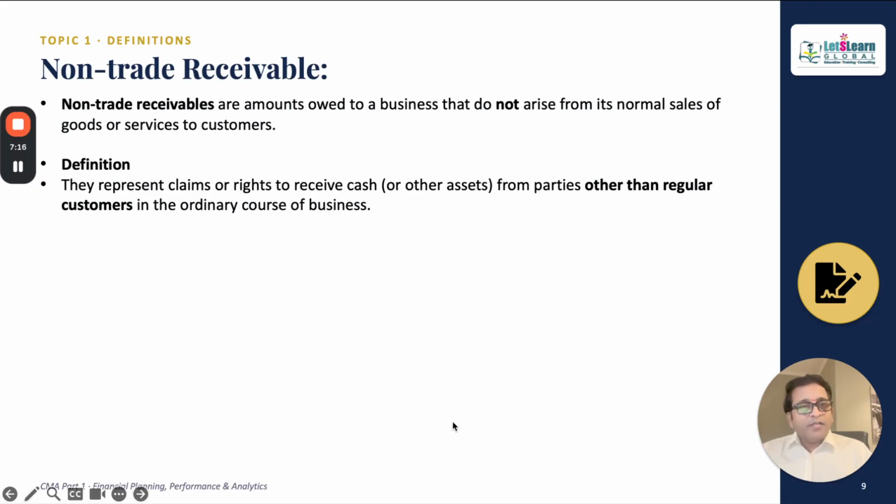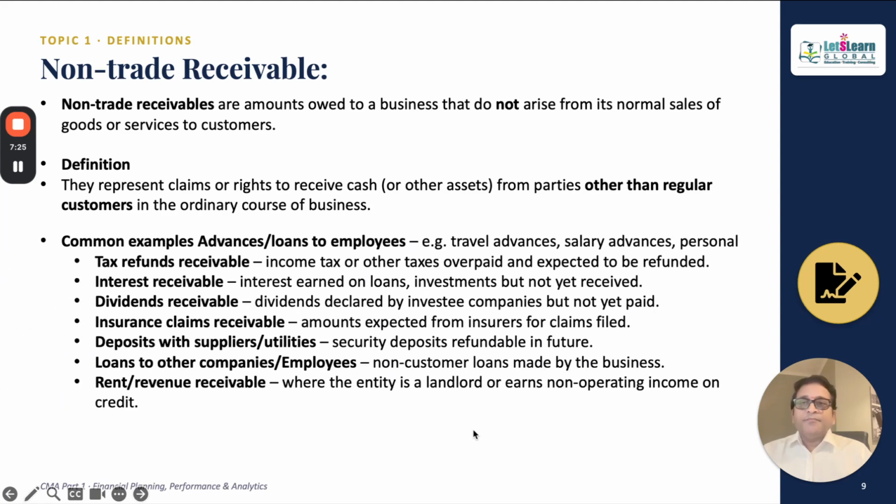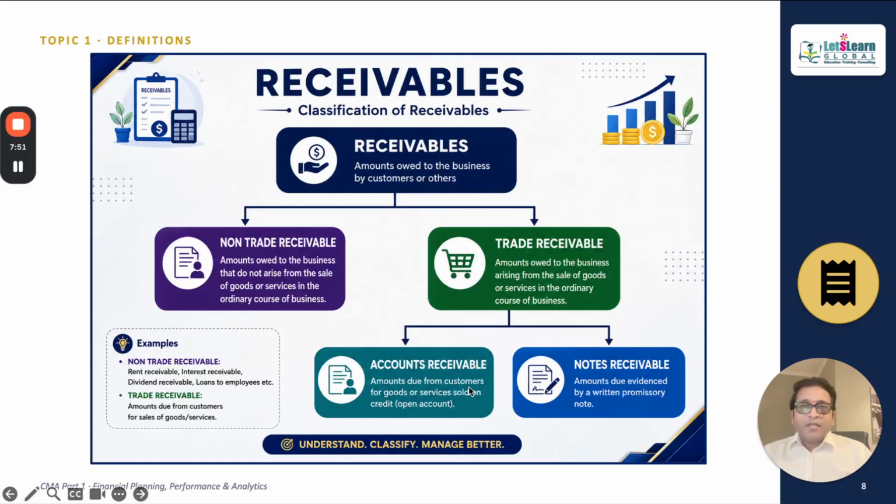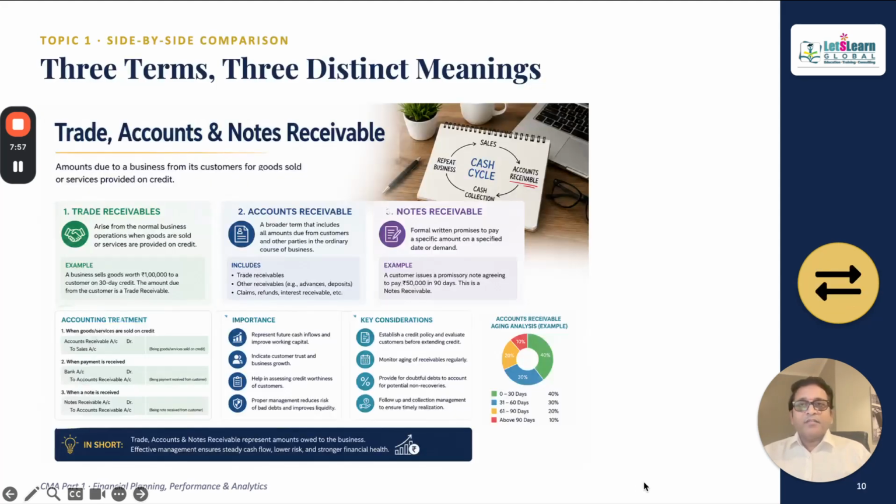Non-trade receivables, it is very clear that they are not from trade activities. Also current assets, but not from trade activities. I provided various examples here: tax refunds, interest receivable, dividend receivable, any insurance claims that are accepted by the insurance company but not yet received, deposits, loans given to subsidiaries or executives, any rental income, revenues receivable from non-operating activities. I clearly mentioned here the classification of receivables into non-trade and trade receivables. Have a glance at it.